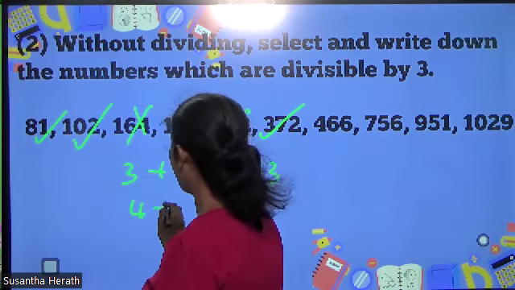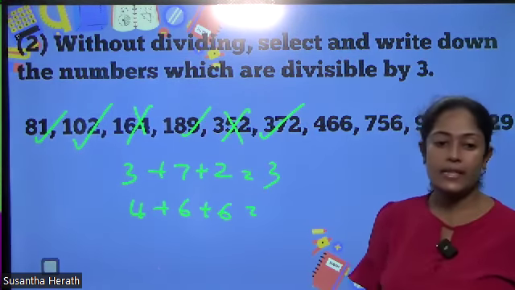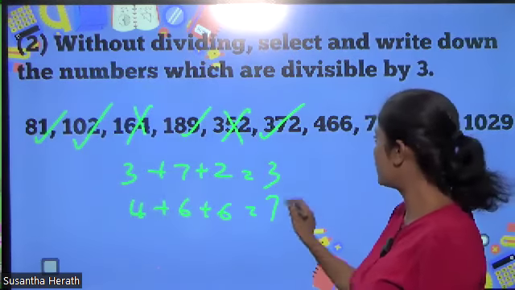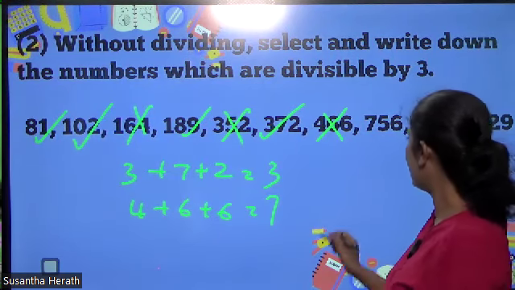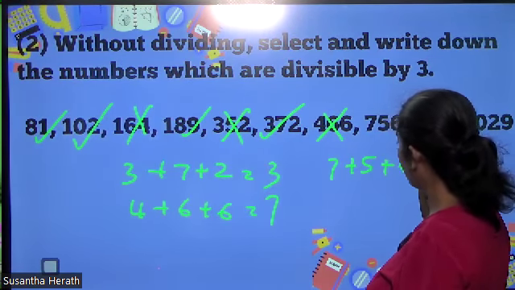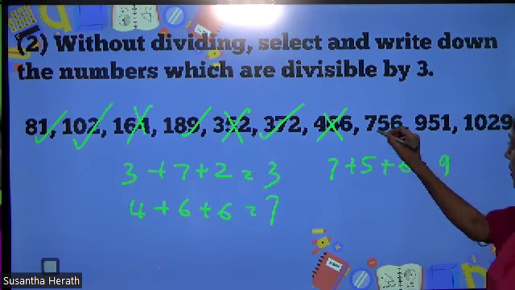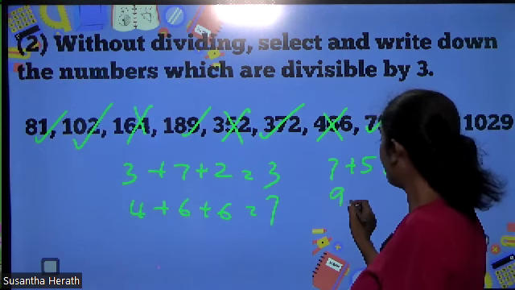466. 4 plus 6 plus 6. 4 plus 6, 10. 10 plus 6, 16. 1 plus 6, 7. So we can't divide this number by 3. Next one, 756. 7 plus 5, 12. 12 plus 6, 18. 18 means 1 plus 8, 9. So we can divide this by 3. 951.